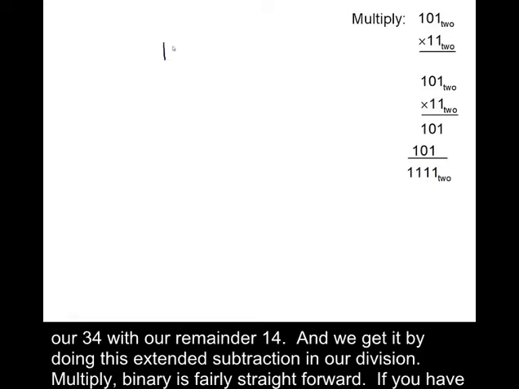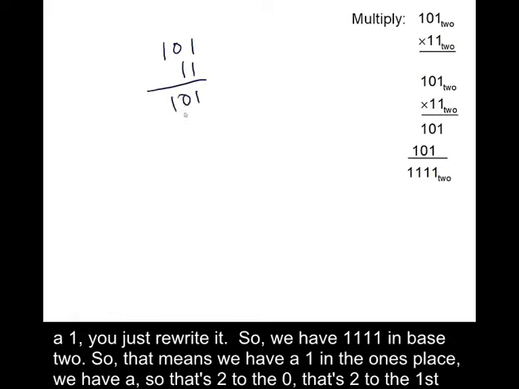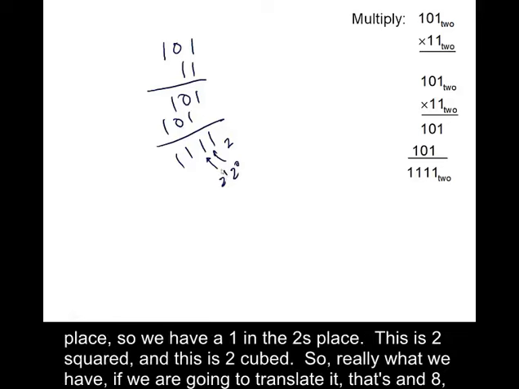Multiplying binary is fairly straightforward. If you have a 1, you just rewrite it. So we have 1, 1, 1, 1 in base 2. That means we have a 1 in the 1's place, that's 2 to the 0. That's 2 to the first place, so we have a 1 in the 2's place. This is 2 squared, and this is 2 cubed.